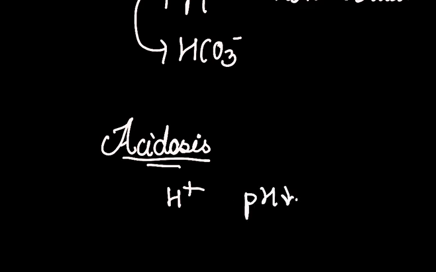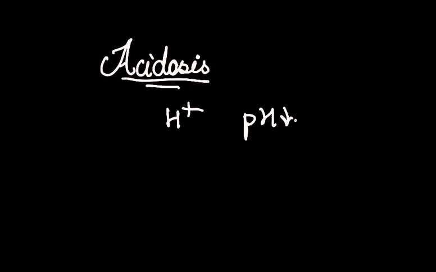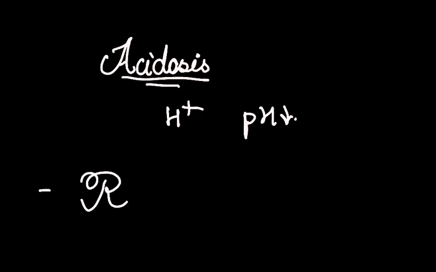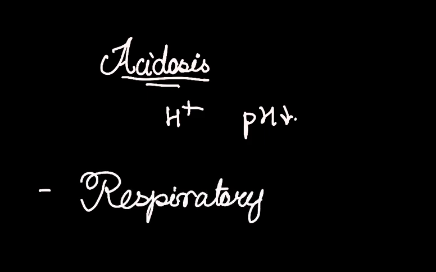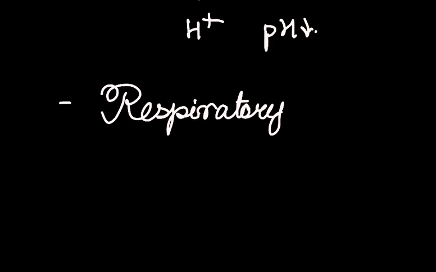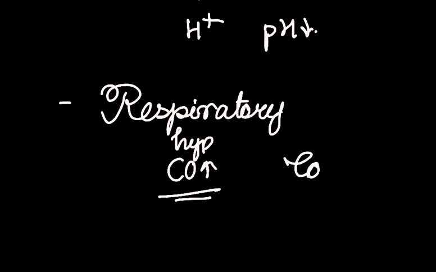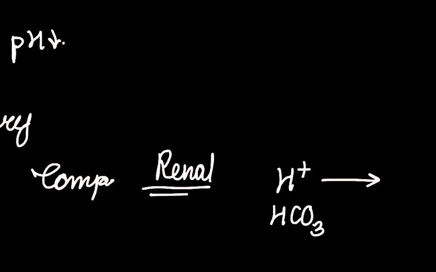We divide acidosis into two parts. One is considered to be respiratory acidosis, another is considered to be metabolic acidosis. So first of all, let's talk about respiratory acidosis. In respiratory acidosis, due to hypoventilation, our CO2 increases. This is the respiratory acidosis. In order to compensate it, our renal conditions, our kidney, they excrete the acid out, or they simply reabsorb the HCO3 minus. Now this is very important.